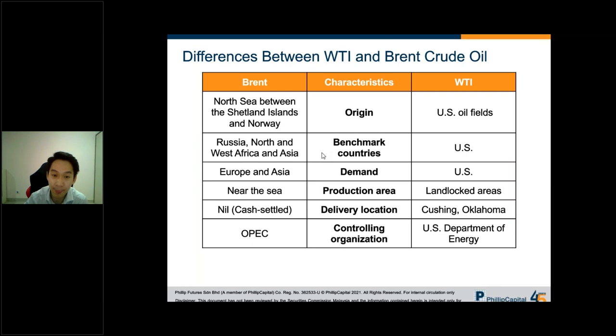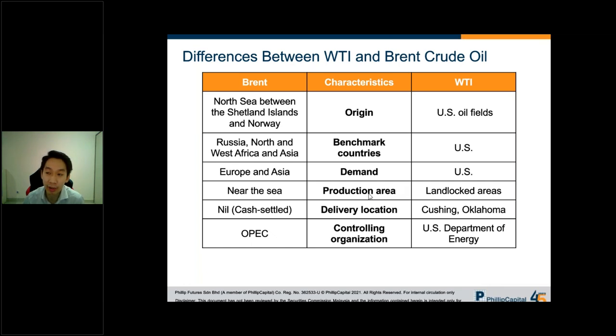Then the next thing will be demand. Which regions have the most demand for these two oils? The demand for Brent crude oil is mainly centered around the Europe region and Asia region. Then for WTI, of course it's produced in the US, so the main demand will be their own country, which is the US.